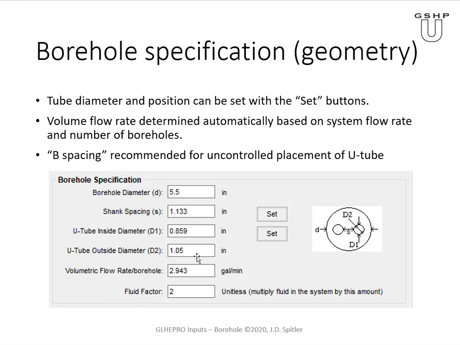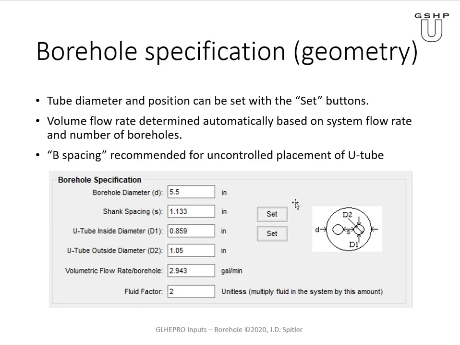Okay, so if we start with the geometry, we have the borehole diameter, what we call the shank spacing, and different people working in the field sometimes define this differently. So sometimes you'll see a shank spacing between the two legs of the U-tube as being the difference, the center to center difference. In our case, it's the wall to wall difference.